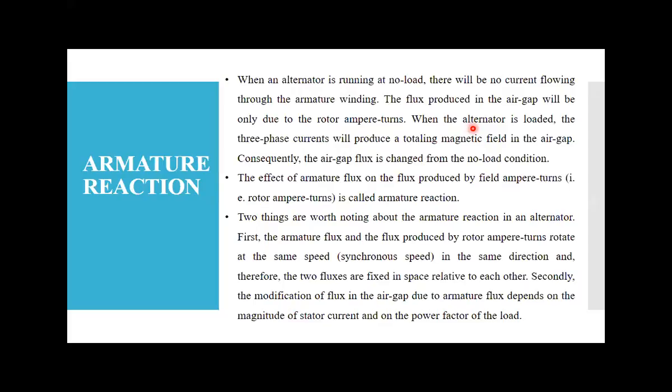But suppose I connect a load with my alternator. When the alternator is loaded, and we are only talking about three phase here, the three phase current will produce a total magnetic field. Why a total magnetic field? Because now there are two fluxes: one generated by the field winding and another generated by the armature winding. So there is a total flux in the air gap.